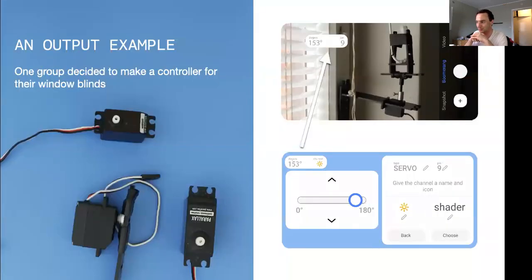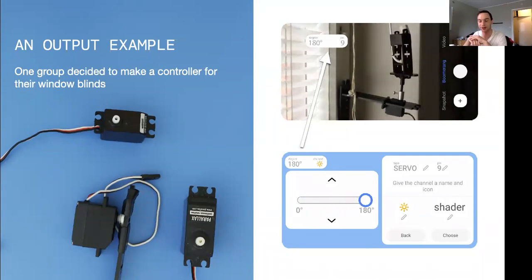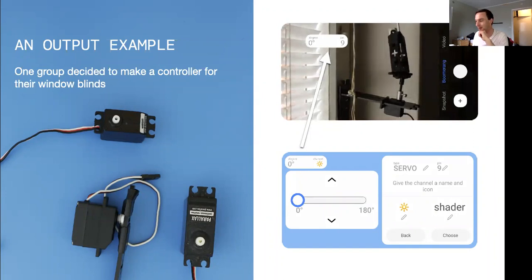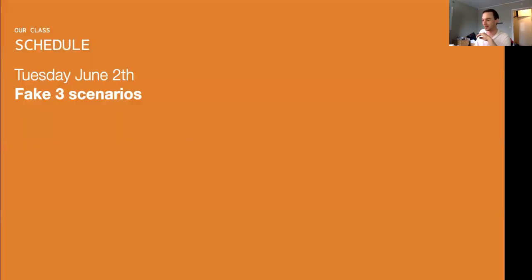So one output example, one group decided to make a controller for the window blinds. So the group that had the servos as a category made this system that could control the window blinds. And they could control it with the slider in the channel definer. So let's start. Each group will get a category defined by me, and then you will explore how you can use this in different scenarios and different ways.